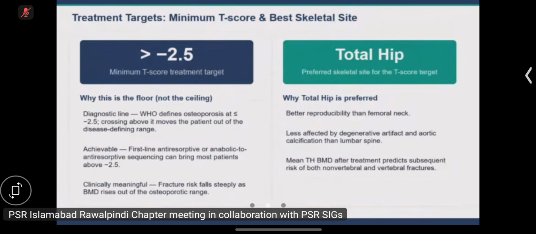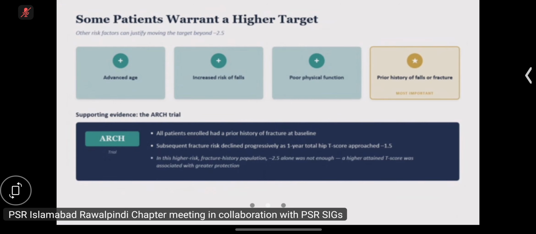However, this is the minimum T-score requirement. For some patients, we will have to aim for a higher target score. These patients include patients at an advanced age, patients who have an increased risk of falls or those who are physically challenged, and of course the patients who have had a past history of fracture. So here we have to aim for higher targets, somewhere in the range of -1.5.